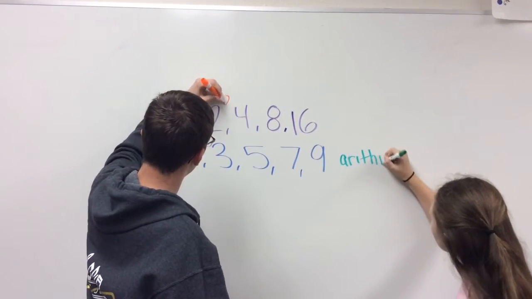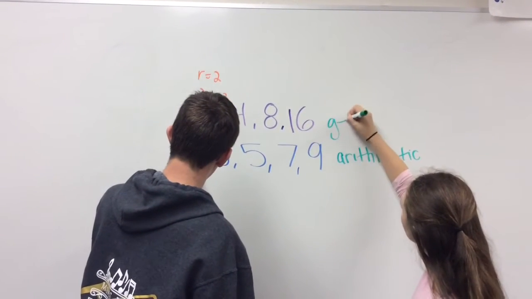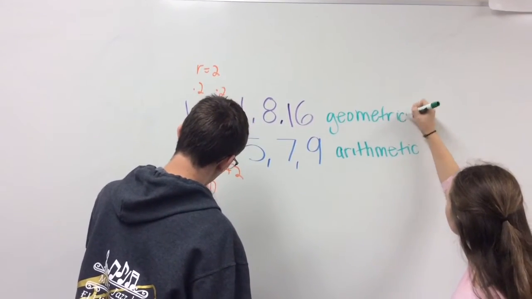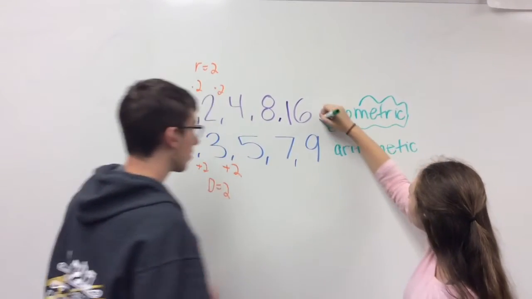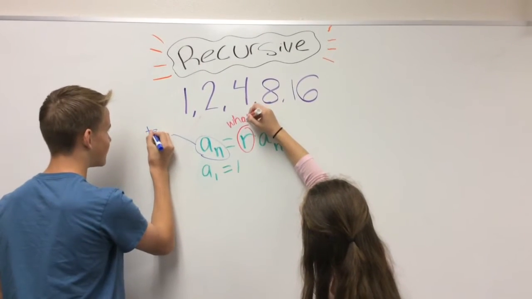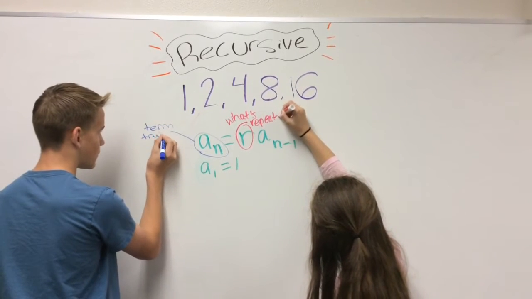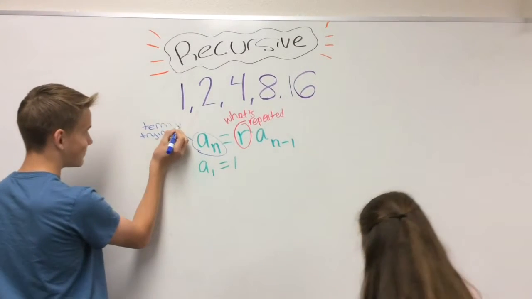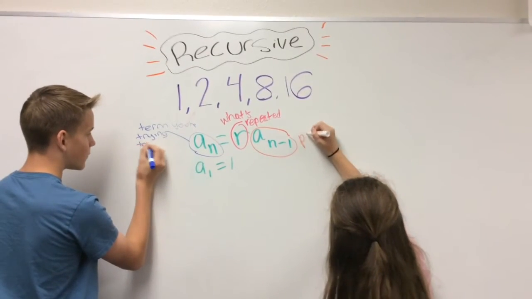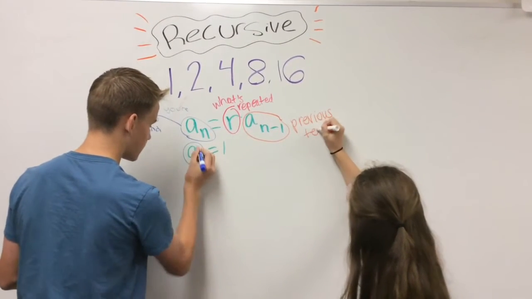Geometric or arithmetic, although they're both synergetic. Arithmetic is addition, geometric multiplication. I might sound a bit abrasive, but now we're talking about recursive. A base n equals r times a base n minus 1. The r equals what's repeated. Isn't that fun? Remember to give a base 1.